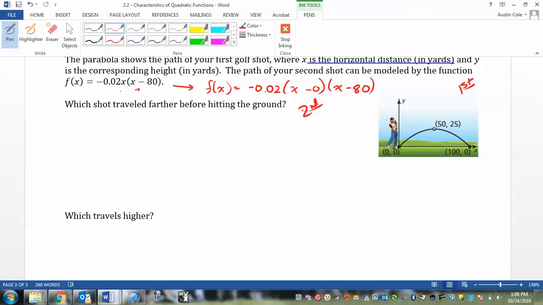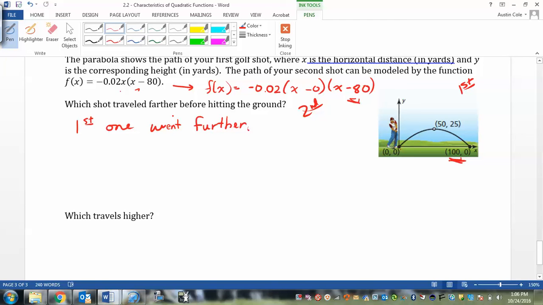Intercepts. Hannah, nice and loud. You just look at the intercepts. All you do is look at the intercepts, guys. This one went how far? 100 yards. This one went how far? 80 yards. The first one went farther. I'll put further. So if it's in intercept form, guys, that's pretty darn easy. Look at the intercept, see what went further.